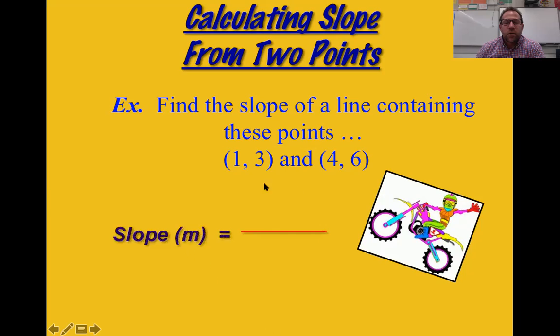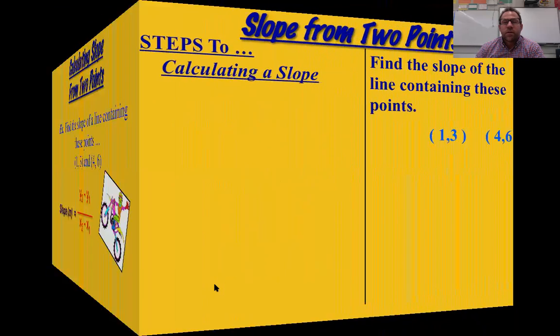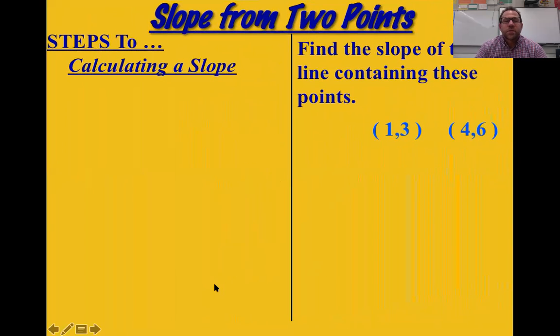Here is what we call the slope formula. It's y2 minus y1, and then here's your fraction bar, over x2 minus x1. You might be thinking, what in the world are these y2s and y1s, x2s, and x1s? I'm going to show you right now how to do this. Here's our formula, and these are the steps to calculating a slope when you have 2 points.